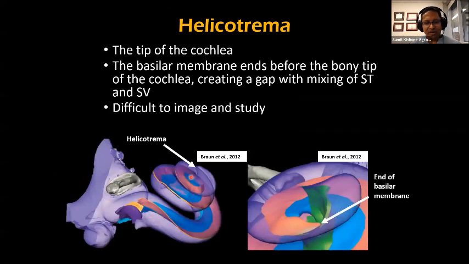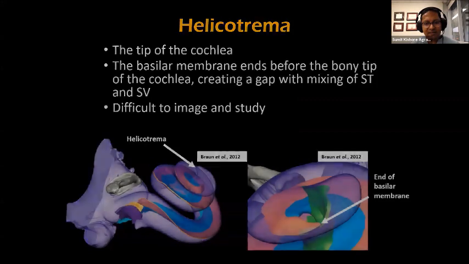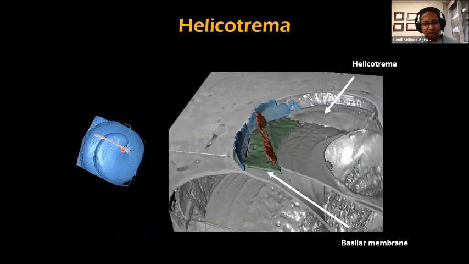So let's start with the Helicotrema. The Helicotrema is right at the very apex of the cochlea, and it's where the basilar membrane ends and the scala tympani and the scala vestibuli meet. So with the synchrotron, we were able to zoom into this tiny piece of the cochlea, and here in green, we can see the basilar membrane, and you can see where it ends. And this opening here is the Helicotrema.